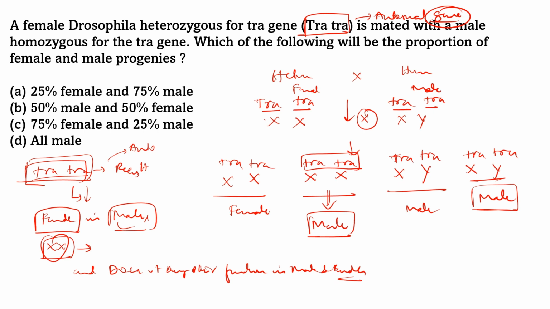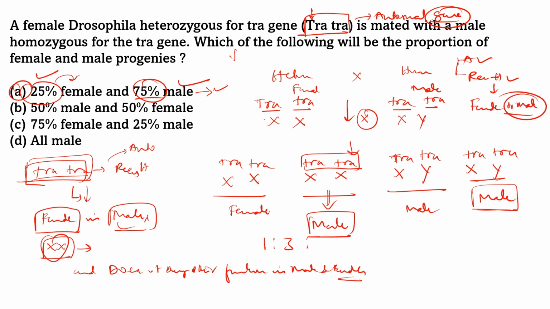So the ratio becomes 1:3, that is 25% will be female and 75% will be male. So this will be your correct answer. So in order to solve this question, you have to know the function of this tragene, which is unique here. Okay, just try to remember, one thing is it is autosomal, secondly it is recessive homozygous, will transform female to male with no other function. So you have to remember these 2 points.